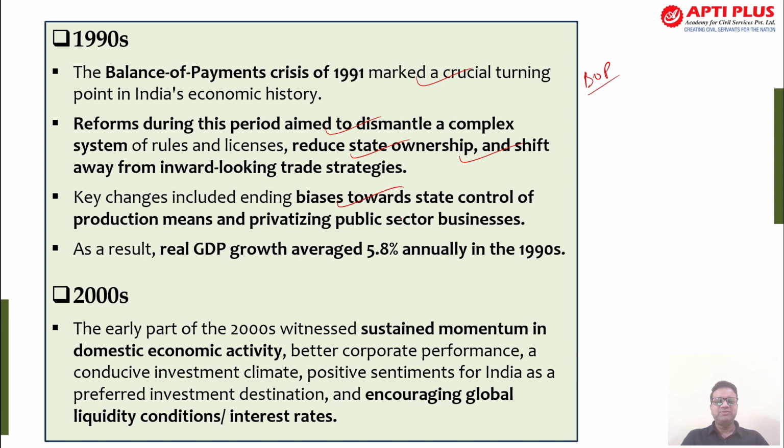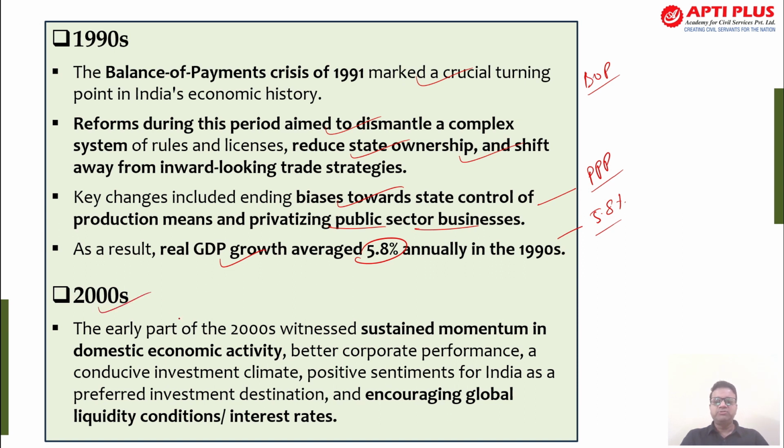Some key changes were made with state controlled production and privatizing the public sector for business. So the concept of triple P, the public private partnership, was conceptualized and implementation started. The real growth of the GDP averaged 5.8%. Now, this was a time when substantial progress was made, which was definitely not as per the desire, but definitely some progress was made.